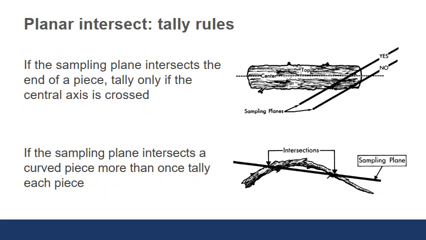Additionally, if the sampling plane intersects the end of a piece, you should tally only if the central axis is crossed, and if the sampling plane intersects a curved piece more than once, you should tally each piece. You should also tally wood slivers and chunks left after logging. Visually mold these pieces into cylinders to determine size class or recording diameters. And finally, tally only uprooted stumps and roots that are not encased in dirt. Do not tally undisturbed stumps.